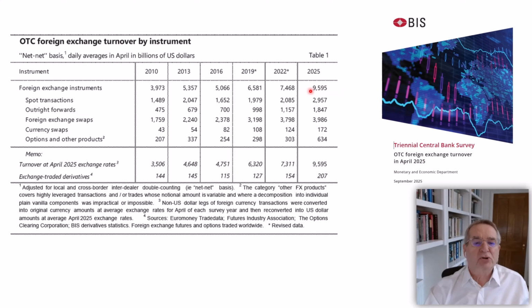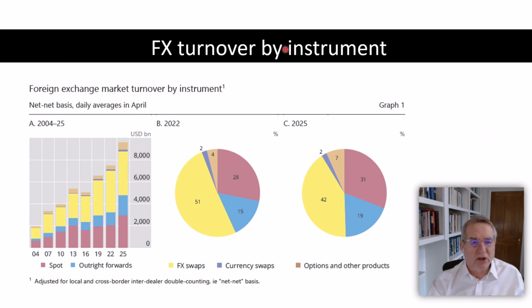And as I say, the most recent data shows that the market had an average daily turnover of about 9.6 trillion. This shows you the FX turnover by the different instruments, which I discussed just a moment ago. So as we can see here, this is the 2025 data. Here is the last survey back in 2022. And what can we see? Well, 31% of the transactions were based in the spot market, 19% were in the outright forwards market, and 42% in the FX swap market, 2% here for currency swaps. I'll discuss briefly what those are later, and options and other products amounting to about 7%.